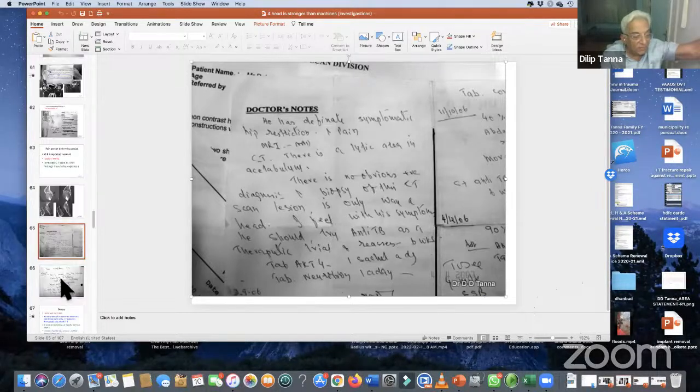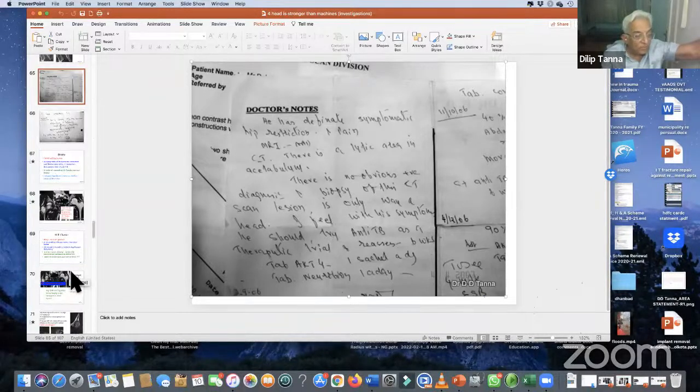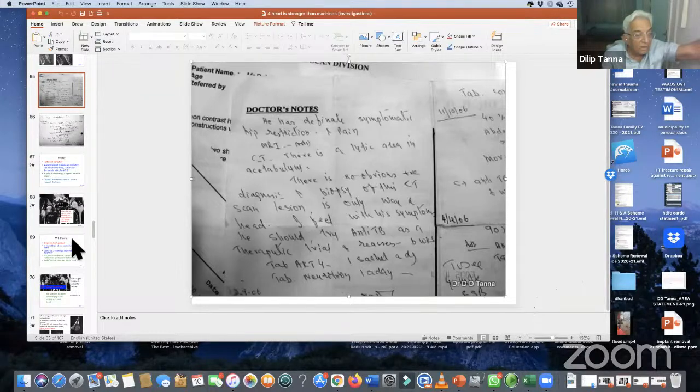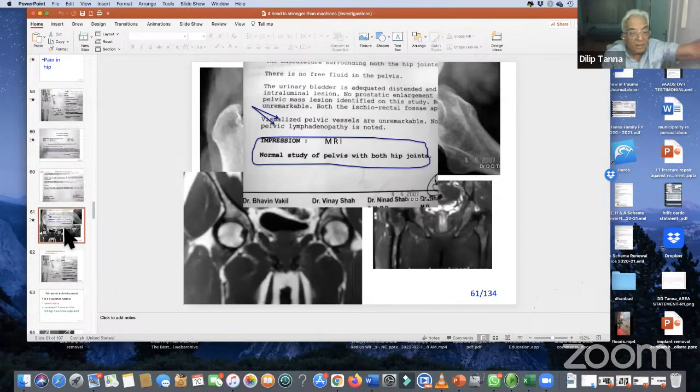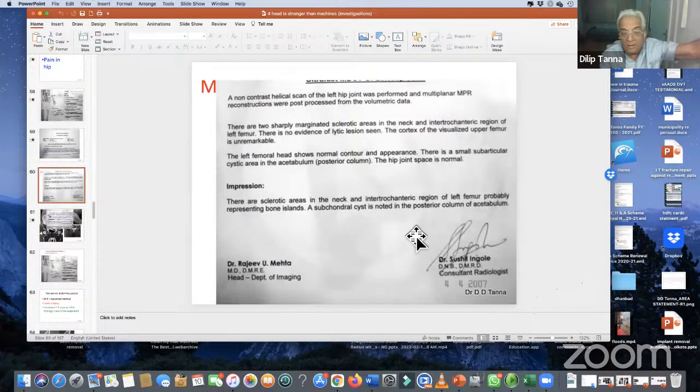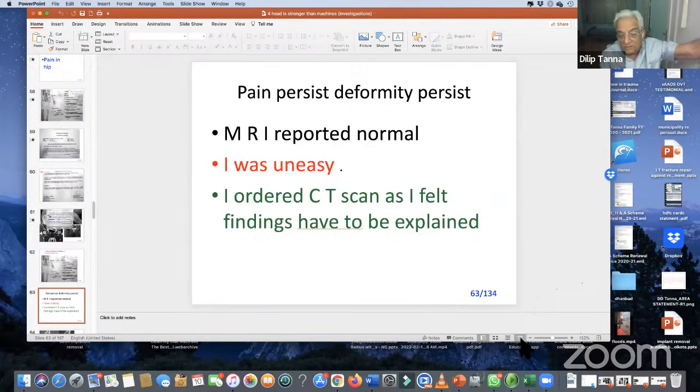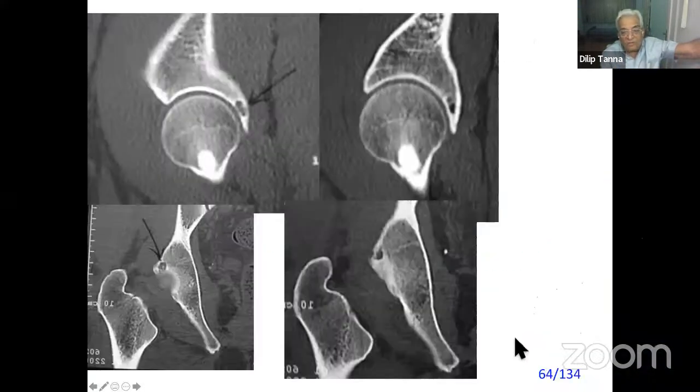I think there was an MRI finding showing a subchondral cyst noted in the posterior column of the acetabulum. Now, I couldn't really locate it. I spoke to the MRI person and he also felt there is something, but I think it is normal, sir. Anyway, so this is how we proceeded. And here was the cyst.